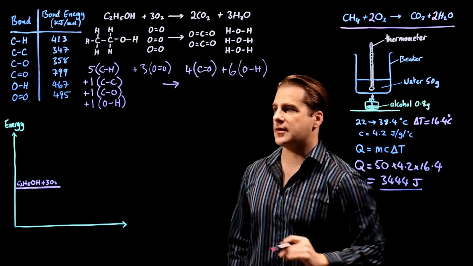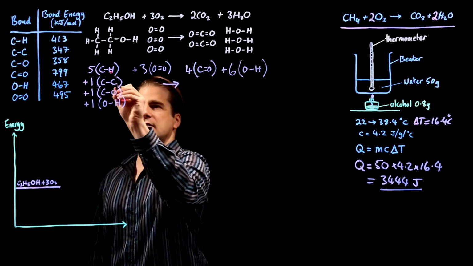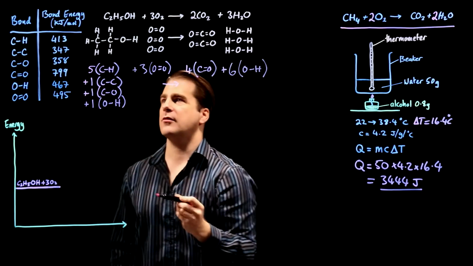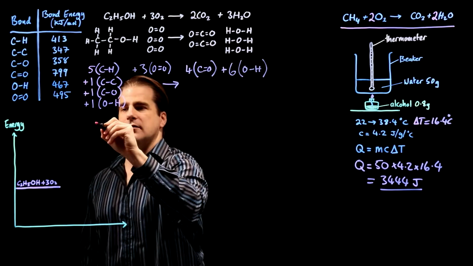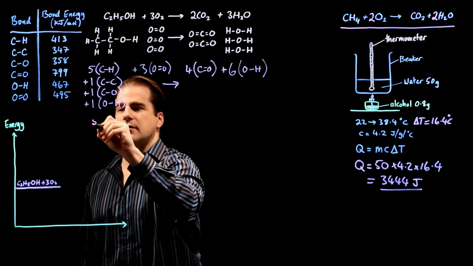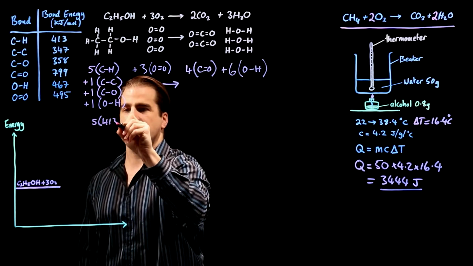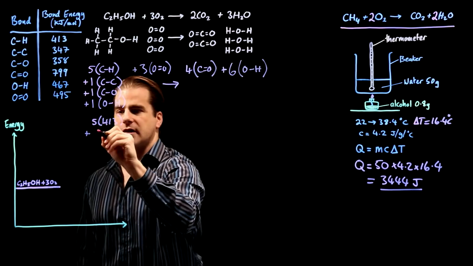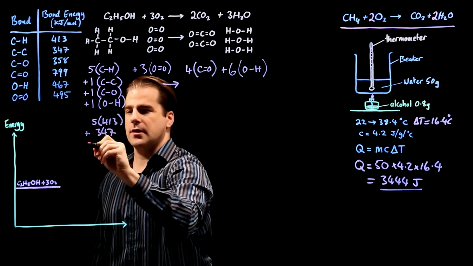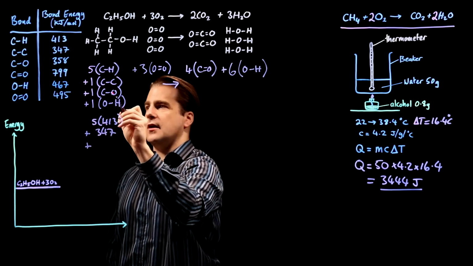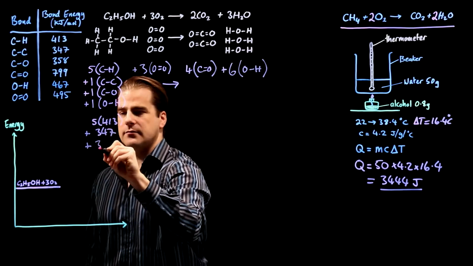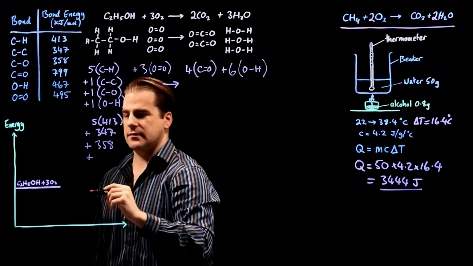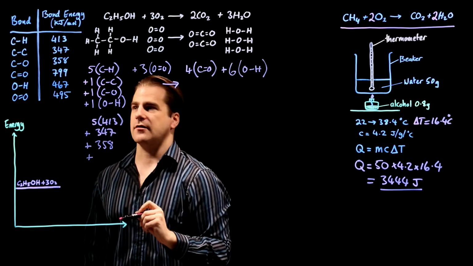And then just stick in the numbers. So 5 CHs, CH bond has a bond energy of 413 kilojoules per mole. So that becomes 5 times 413 plus the CC is 347 plus CO 358 and an OH is, I'm kind of interfering with this diagram, never mind.